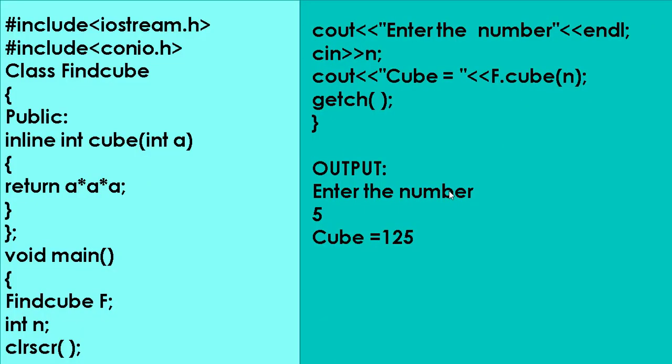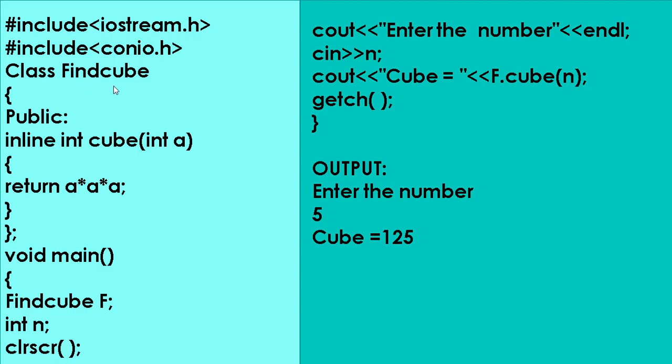This program is an example for inline function. In this program, we are going to find the cube of a number. This is a practical program. Here we have two header files, that is hash include iostream and conio.h. These two are the header files which are used.